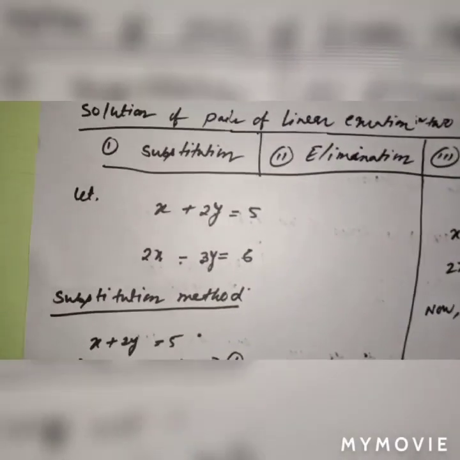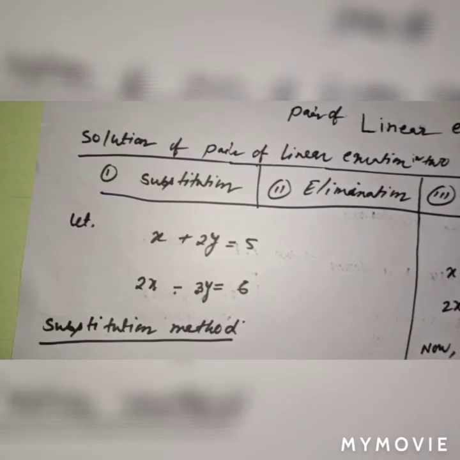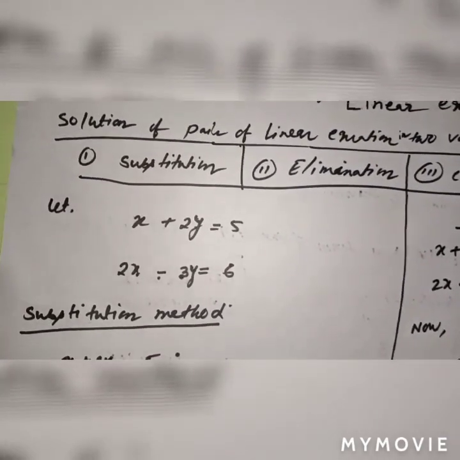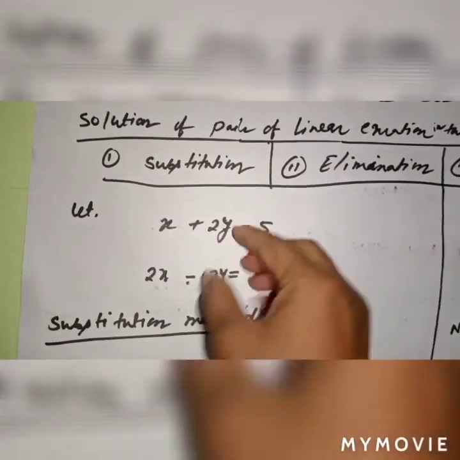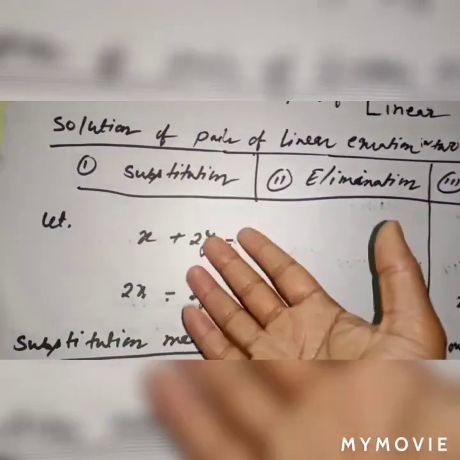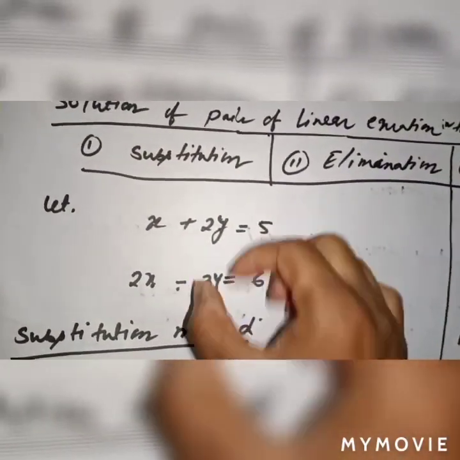You got this in class 9. What is a linear equation in two variables? There are two variables, and in a linear equation in one variable, there is one variable. Here you can see there are two variables. I am taking any example. Maybe it may not be from the book, but you have to know how to solve.